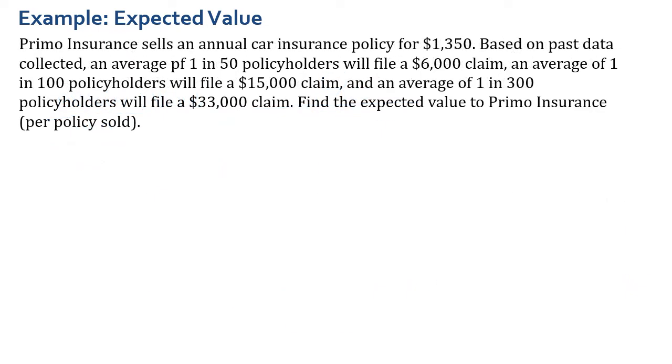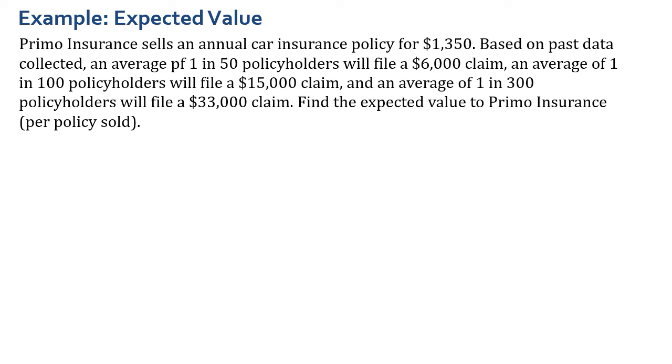Okay, now let's look at this last example, which is a car insurance company. This is literally how these things happen. So Primo Insurance sells an annual car insurance policy for $1,350. Based on past data collected, on average, 1 in 50 policyholders will file a $6,000 claim. An average of 1 in 100 policyholders will file a $15,000 claim. And an average of 1 in 300 policyholders will file a $33,000 claim. Find the expected value to Primo Insurance per policy held.